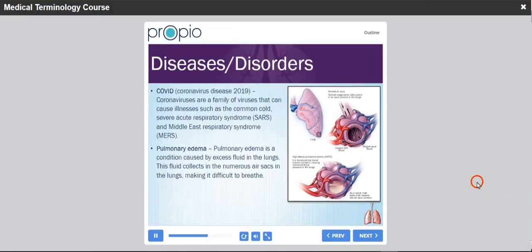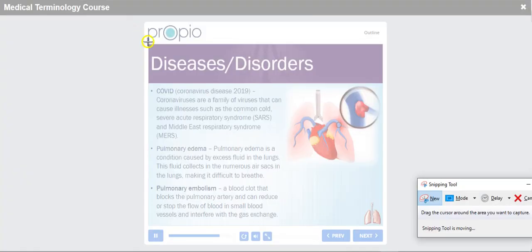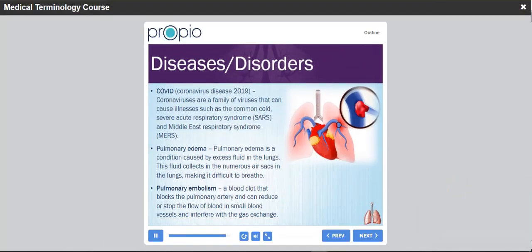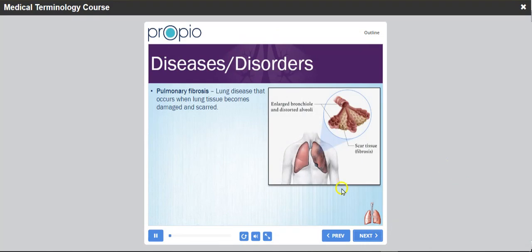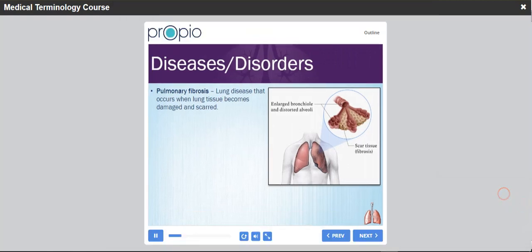Pulmonary embolism. It's a blood clot that blocks the pulmonary artery and can reduce or stop the flow of blood in small blood vessels and interfere with the gas exchange. Pulmonary fibrosis is a lung disease that occurs when lung tissue becomes damaged and scarred. Mesothelioma. It's a form of lung cancer caused by exposure to asbestos dust.